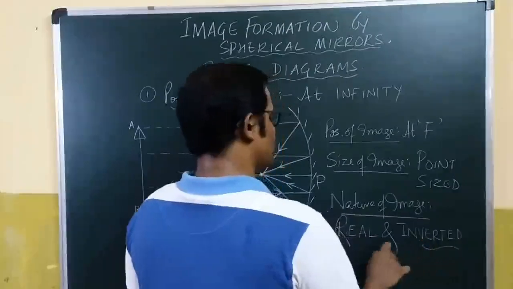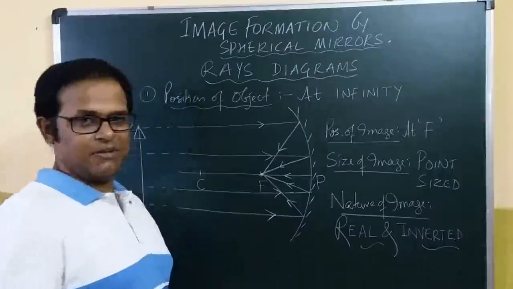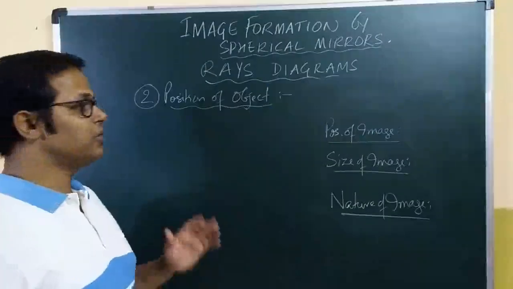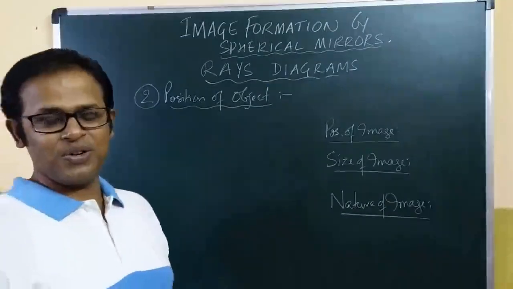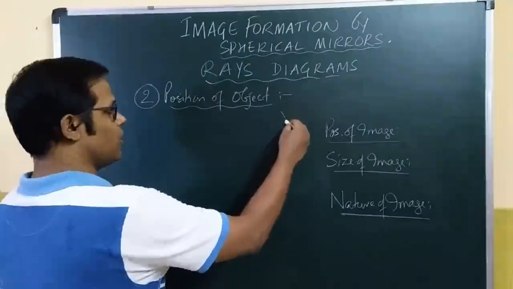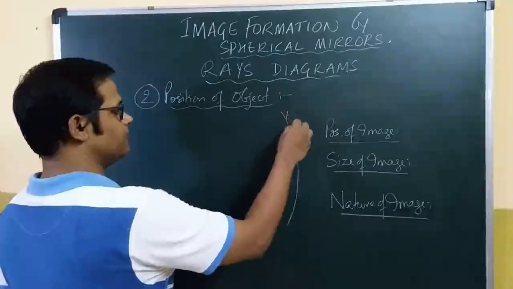The image is also inverted. The image is going to be upside down. Let me discuss position number 2 for concave mirrors. All right. Now, first of all, draw a concave mirror.